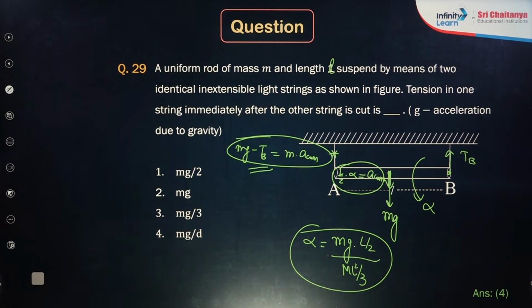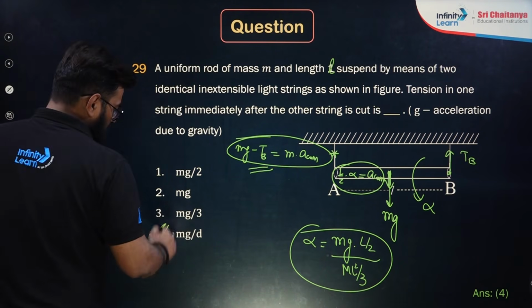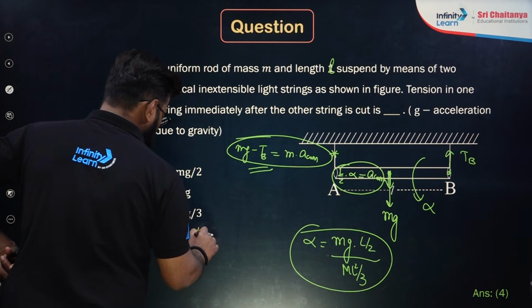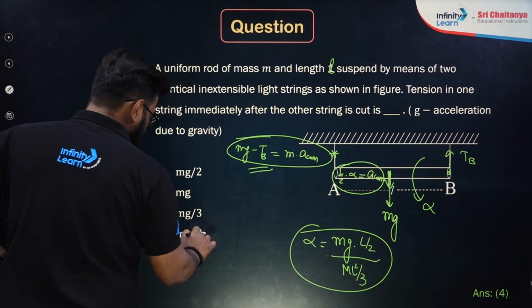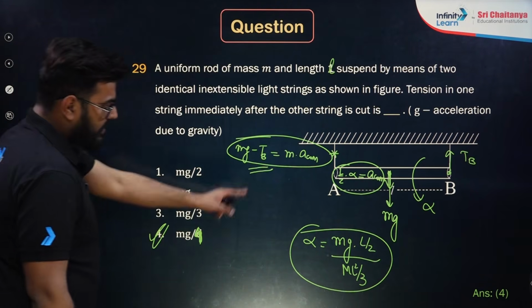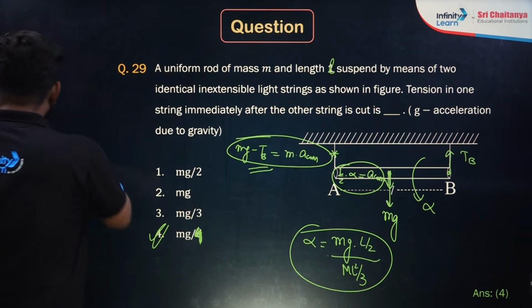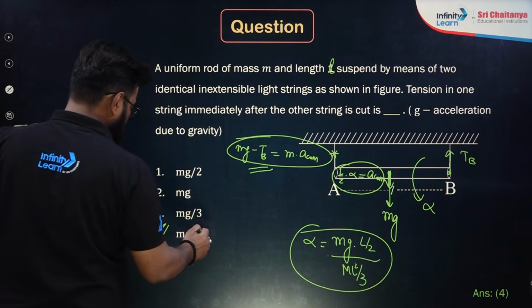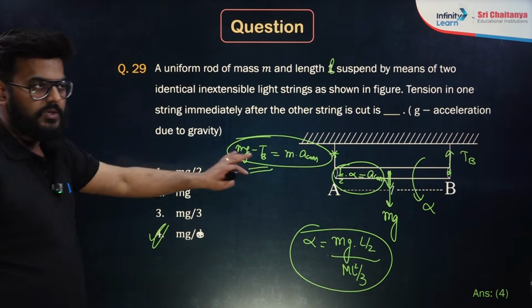Okay. Once you solve it, you will get the option number. It should not be mg/d. It should be, I think, mg/4 something. Please check. The option is not clearly mentioned. I am not remembering. Once you solve it, it should not be d. It should be some other value. You can check. Okay. But the approach is this only.